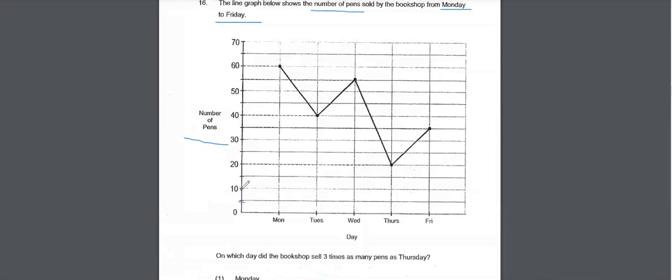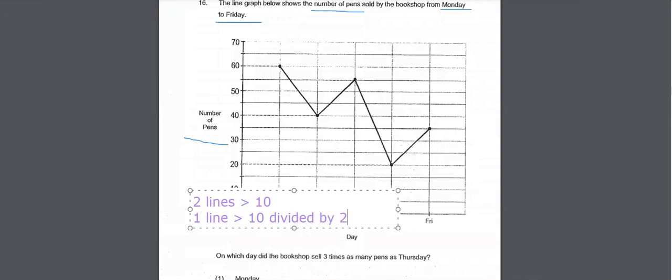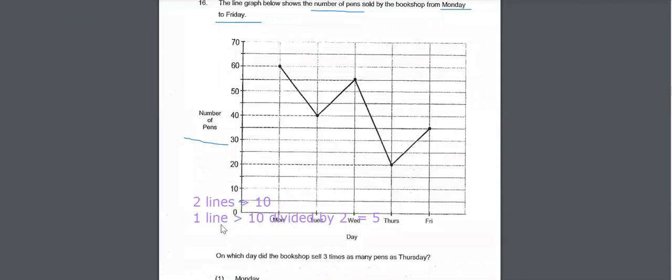One line, two lines. On the second line, it represents 10. So two lines represent 10. So one line will be 10 divided by 2, which equals 5. Okay, so two lines represent 10, so one line is 5. So what does one line mean? It means 5. So this is 5, this is 5, this is 5.